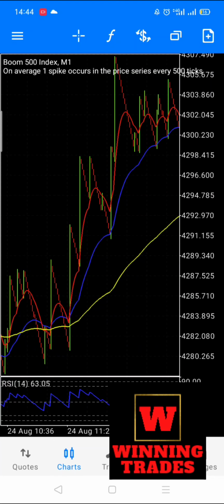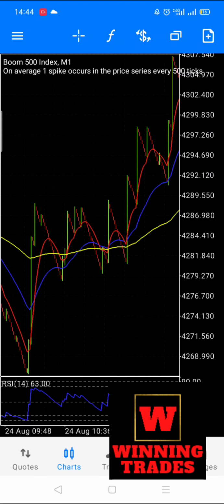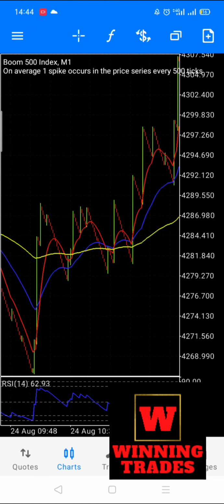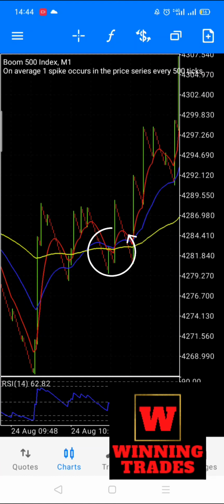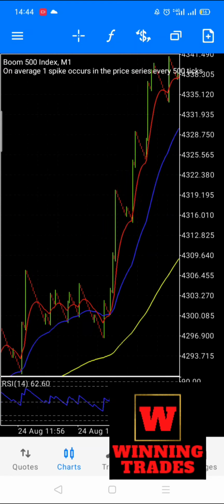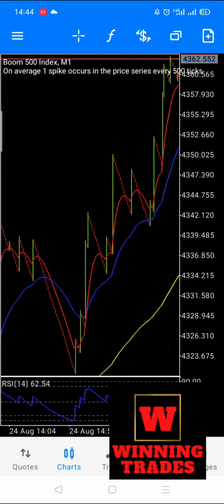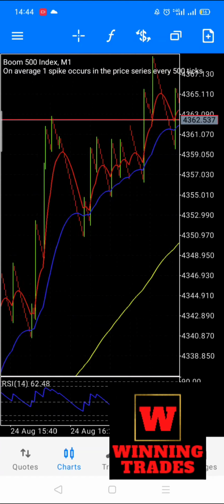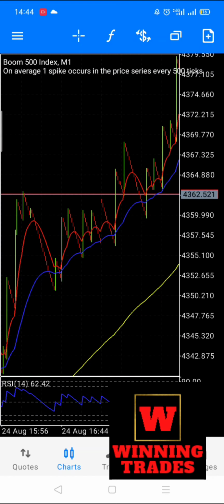All right, look at this. Have you seen this? At this point, what do you see? You see that the 13 EMA crosses above, and then the 50 EMA also crosses above the 200 EMA. So what do you get? Look at the long buy. Have you seen that, guys? This is a perfect example, guys. So this is the jackpot cross, guys, or the golden cross, if you want to call it that way.